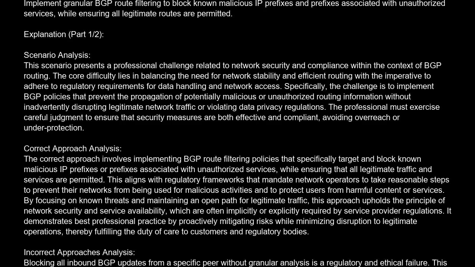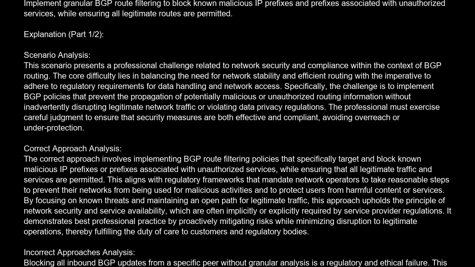Correct approach analysis. The correct approach involves implementing BGP route filtering policies that specifically target and block known malicious IP prefixes or prefixes associated with unauthorized services, while ensuring that all legitimate traffic and services are permitted. This aligns with regulatory frameworks that mandate network operators to take reasonable steps to prevent their networks from being used for malicious activities and to protect users from harmful content or services.